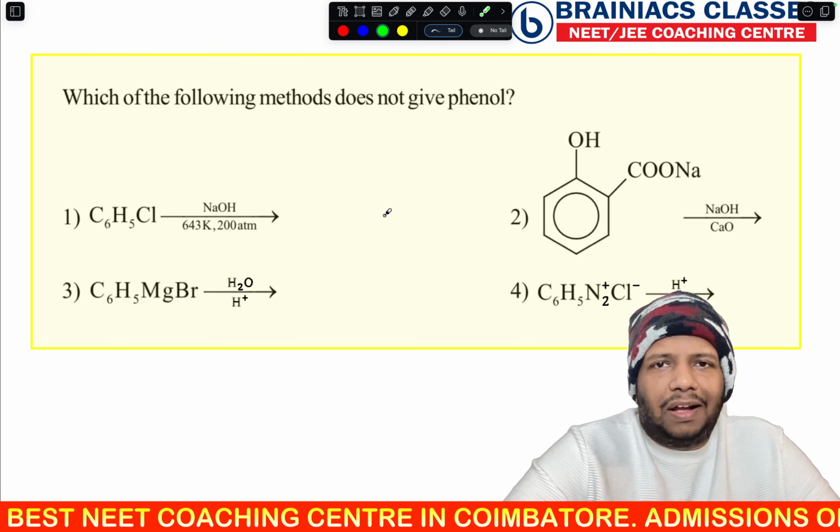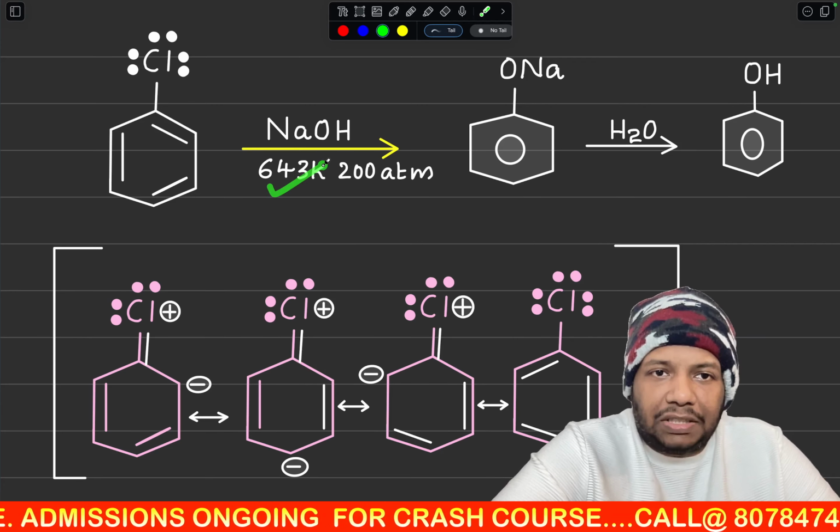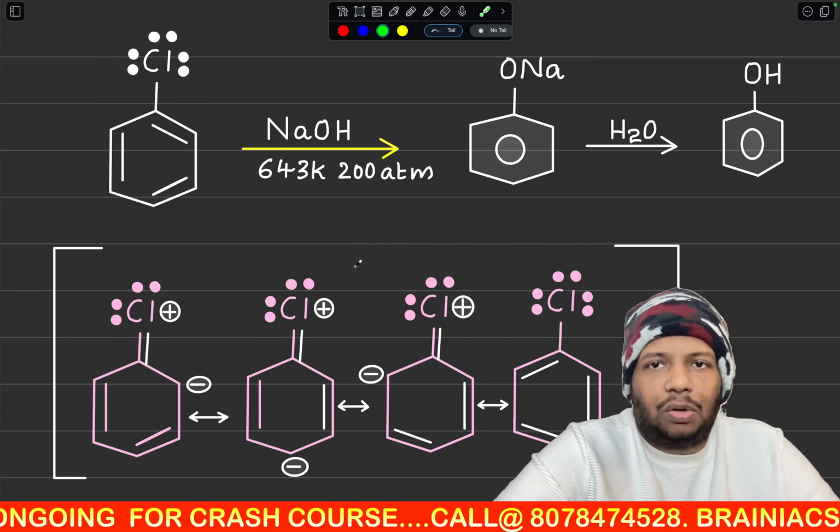Now many students will ask, sir, in haloalkanes and haloarenes we learn this concept, and in the chapter alcohols you are preparing phenol from this. How is it possible, sir? The reason for that is this: you can see here, this is an extraordinary condition, 643 Kelvin and 200 atmosphere. It's a very high temperature and a very high pressure.